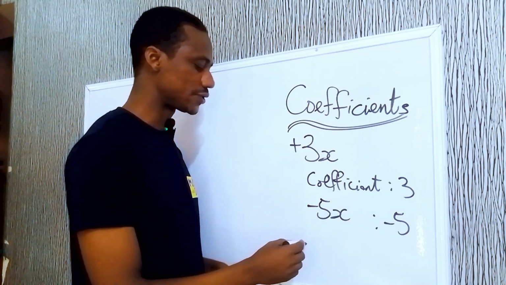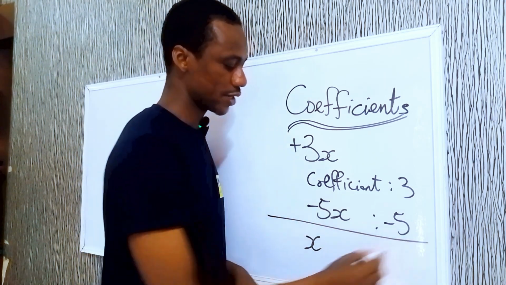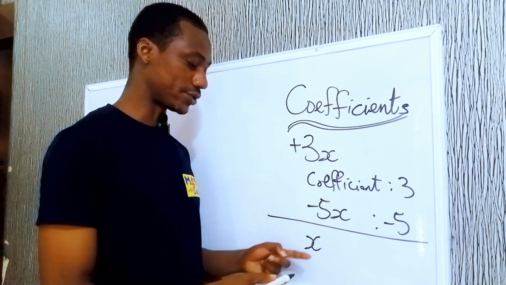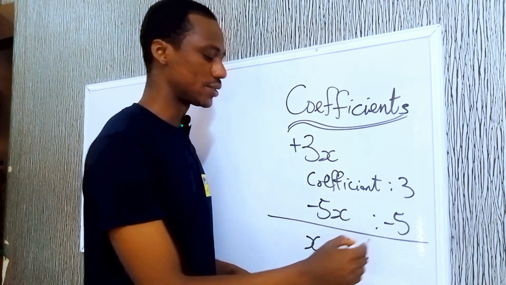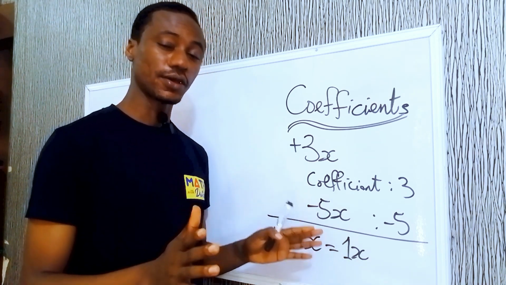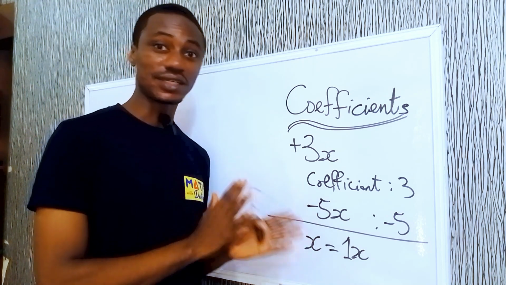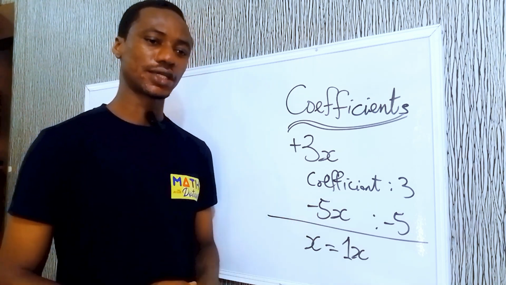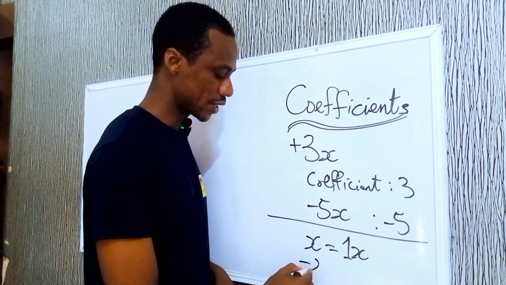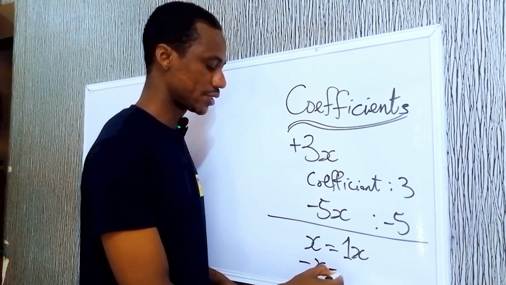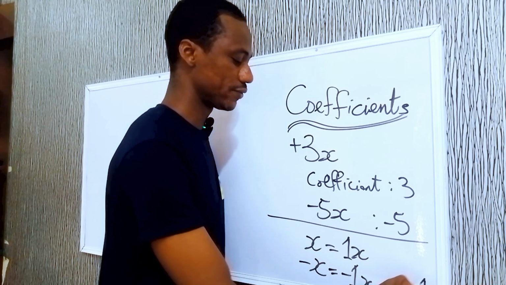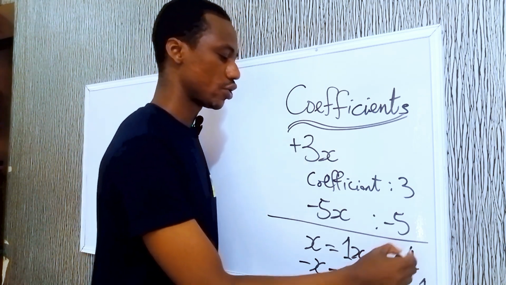Also note that there are some terms that have hidden coefficients. For instance, if I have a term x here, the coefficient is actually 1, because x is the same thing as 1x. So when you see a variable standing alone without any number attached to it, you know that the coefficient is 1. Also, it could be negative. If I have negative x, this is the same thing as negative 1x, and the coefficient here is negative 1, while the coefficient here is 1.